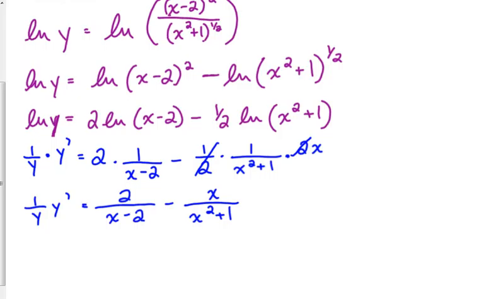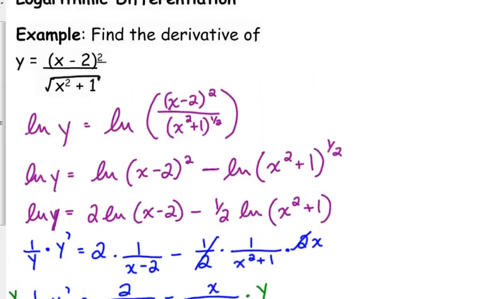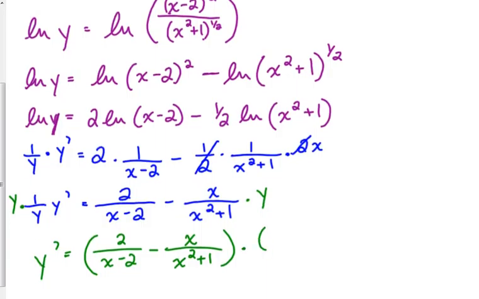We're trying to take the derivative, so we want y prime by itself. How do we get y prime by itself? Multiply by y. Now I don't want y on the other side. I want this all in terms of x. So I'm going to go back to my original and put my y back in there.